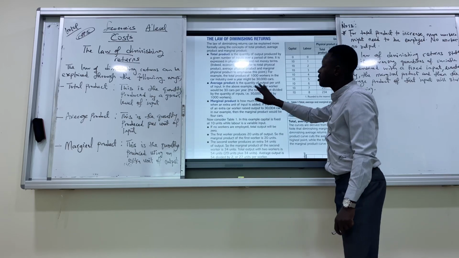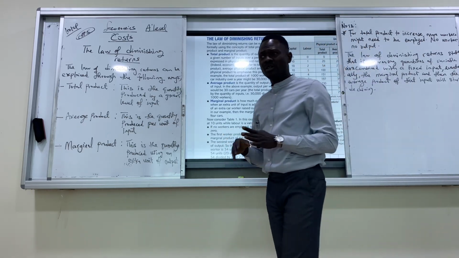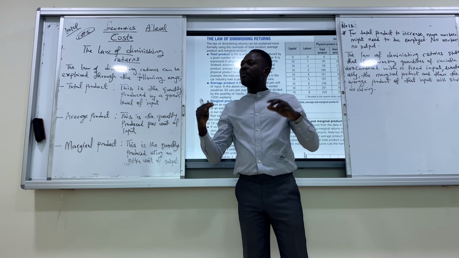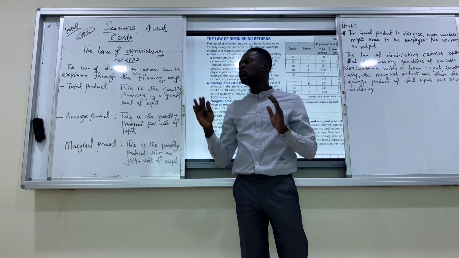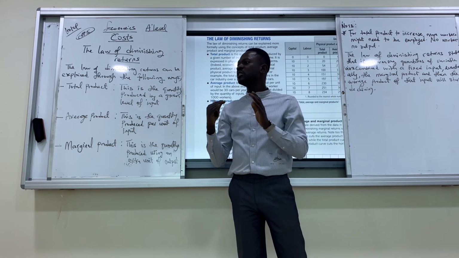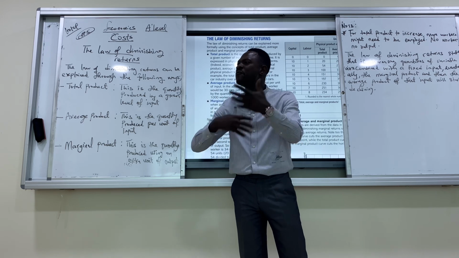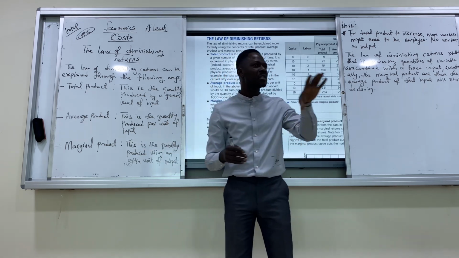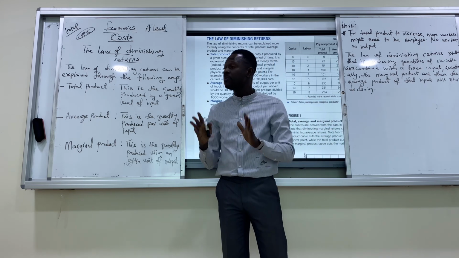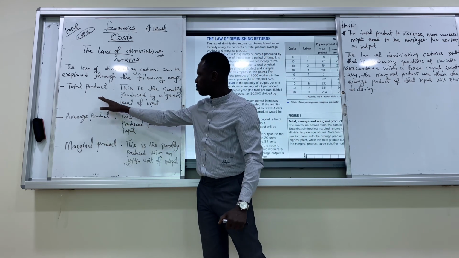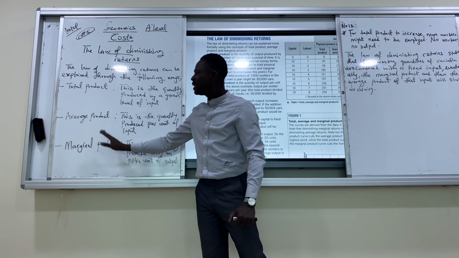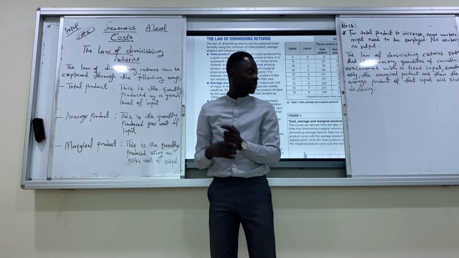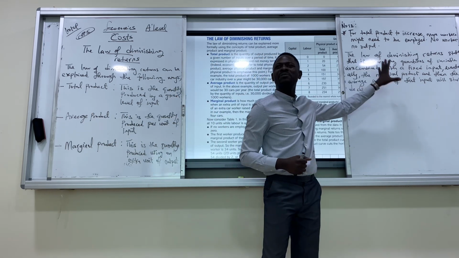On to the law of diminishing returns. When we talk about the law of diminishing returns, we are still on cost. Firms, businesses, they have to produce goods and services. In the course of producing these goods and services, they have to understand the physical aspect of what they use. These are the inputs. We have the total product, the average product, and the marginal product. This will explain to us what the law of diminishing returns simply implies.